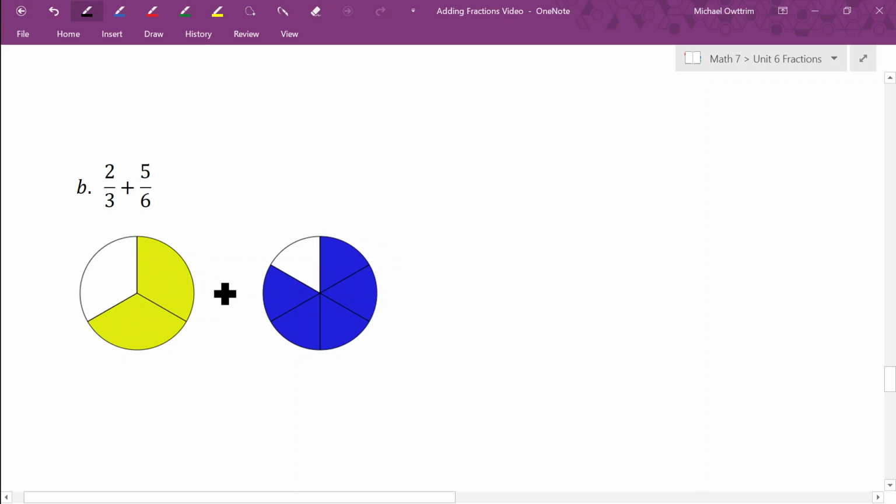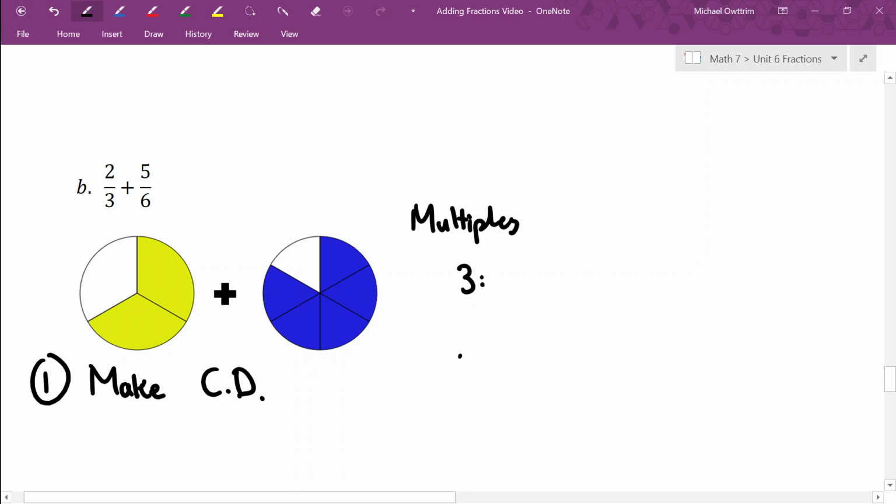I don't want bananas and apples. So I'm going to need to go ahead and engage in step 1, which is to make a common denominator. I'm just going to put CD for common denominator. So let's think about multiples of our 2 denominators that we already have. We have denominator 3, and we got denominator 6. Multiples are just counting by that number. So 3 times 1 is 3, 3 times 2 is 6, 3 times 3 is 9, 3 times 4 is 12, and so on and so forth. Those are multiples of 3.